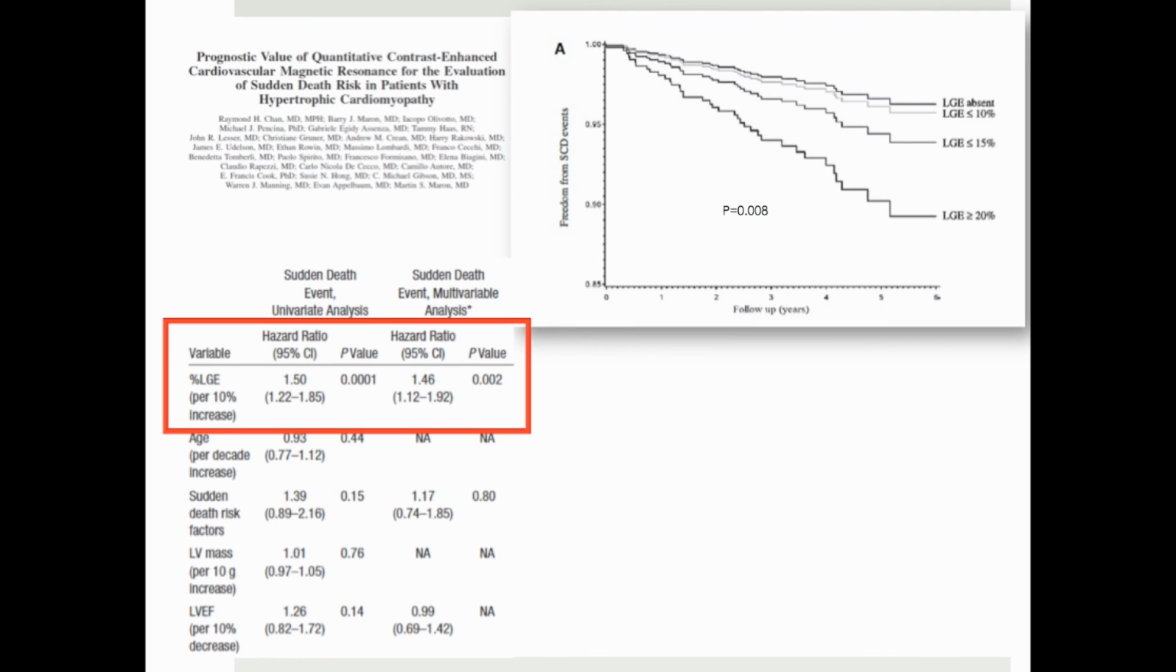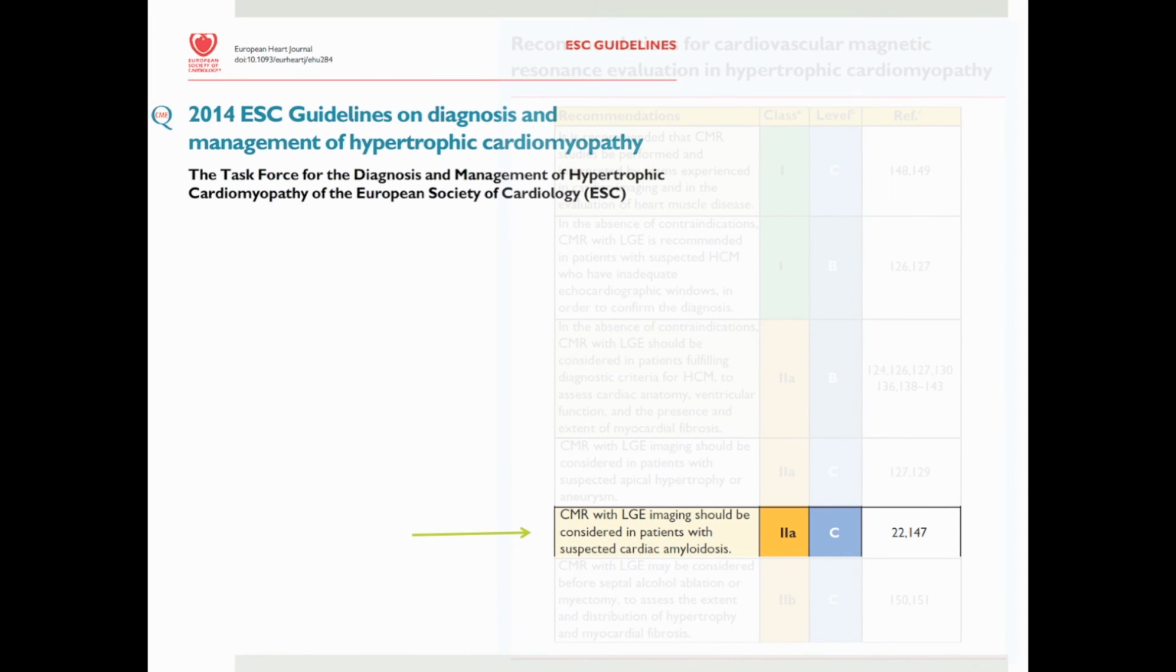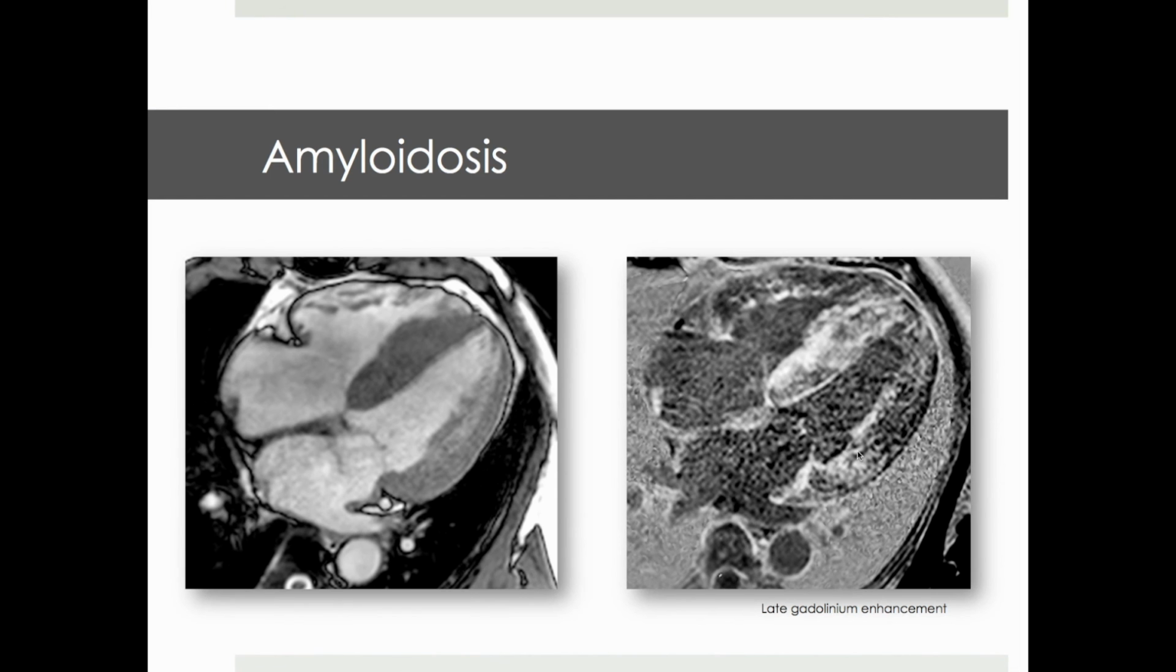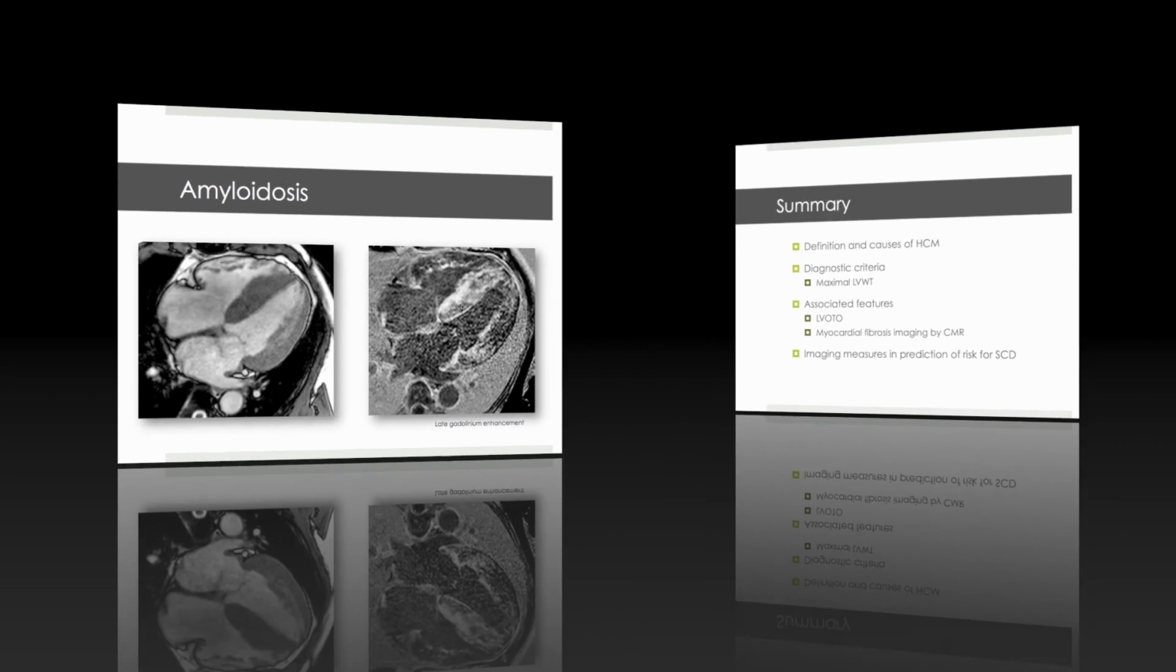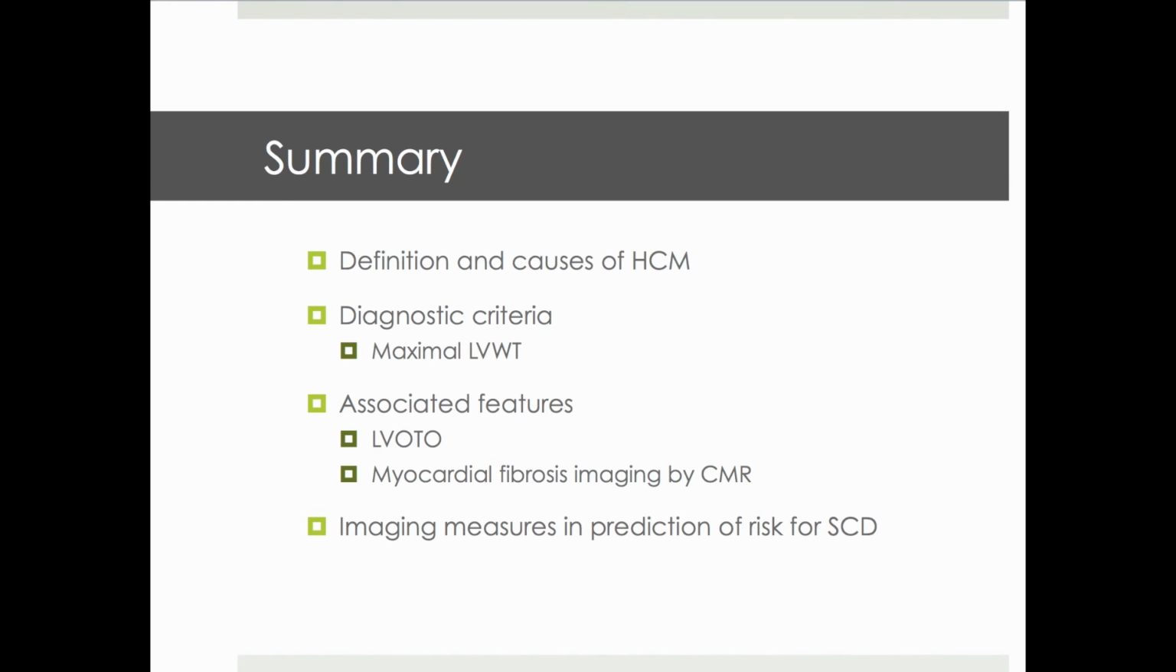And last but not least, late gadolinium enhancement can be extremely helpful in differential diagnosis of left ventricular hypertrophy due to amyloidosis. This is based on a pathognomonic pattern of late gadolinium enhancement in amyloidosis, revealing black blood against black myocardium and some patchy intramyocardial enhancement. In summary, we've looked at the definition and causes underlying the development of hypertrophic cardiomyopathy.